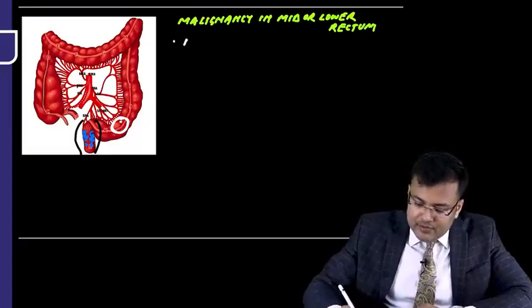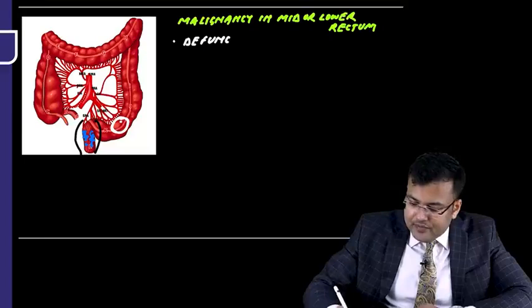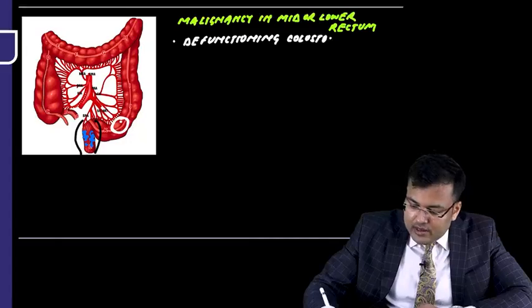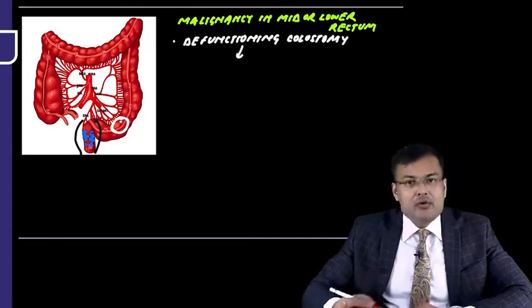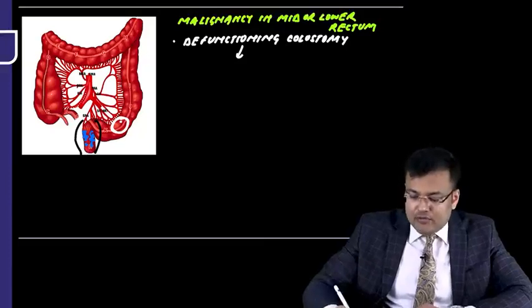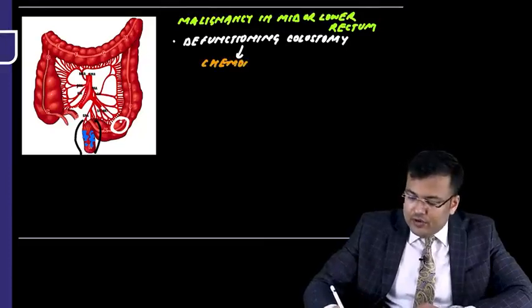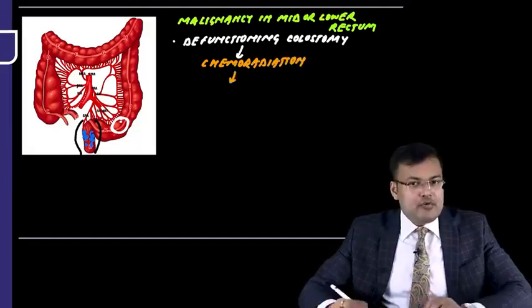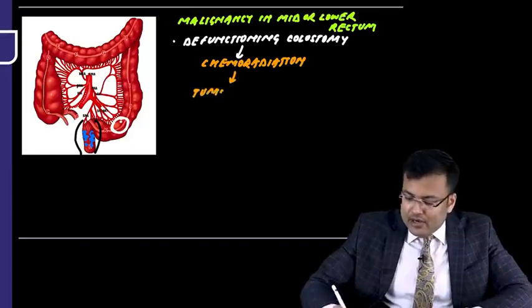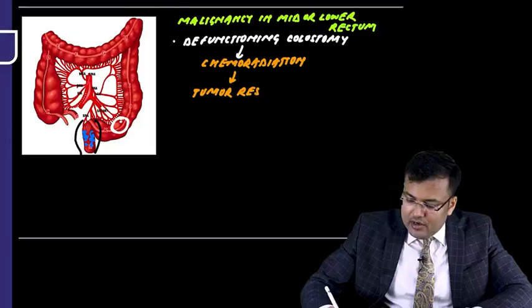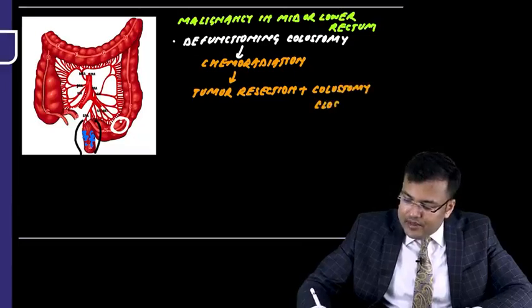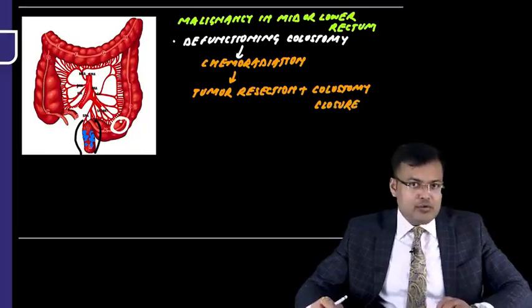So here, first we perform defunctioning colostomy. So in emergency, what's the treatment? It is defunctioning colostomy. And after this defunctioning colostomy, we go for what? Chemoradiation. Why? Because we want to downstage the tumor. Clear? And after downstaging with chemoradiation, we go for tumor resection, and apart from tumor resection, we perform colostomy closure. So tumor resection and colostomy closure is done.